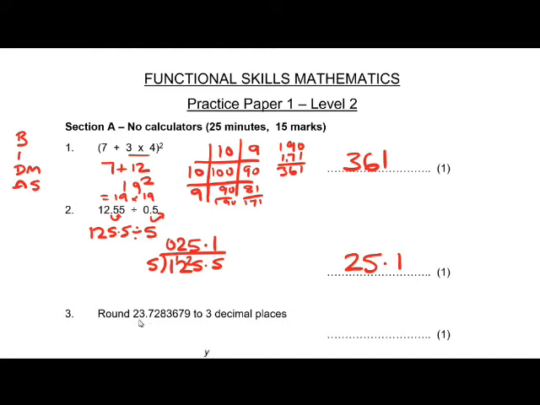Question 3 is asking us to round this number to 3 decimal places. So the third decimal place is the number 8. Look at the next number along to decide whether to stick with the 8 or go up to a 9. Because it's a 3, we stick with the 8. So our answer is 23.728.